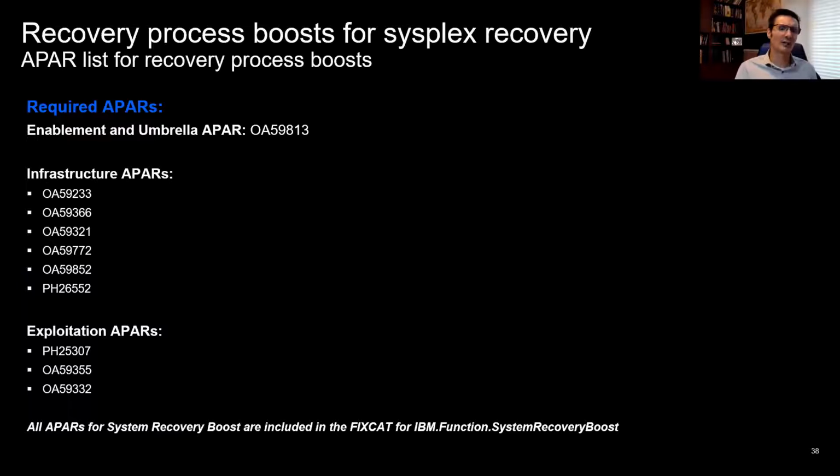This next slide talks about the umbrella APAR, which, if you apply this APAR, will prereq all these other fixes. And of course, what IBM recommends when you're installing things is to use fixcats. So if you use the fixcat IBM.Function.SystemRecoveryBoost, you will automatically get all of these fixes to enable both flavors of system recovery boost, whether it's IPL boost or Sysplex recovery process boost.